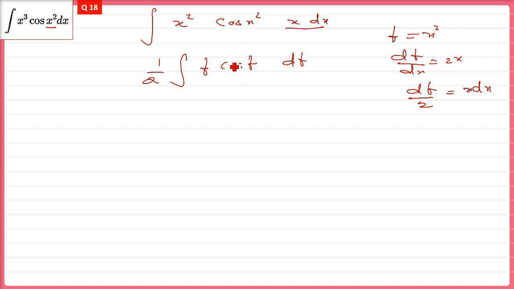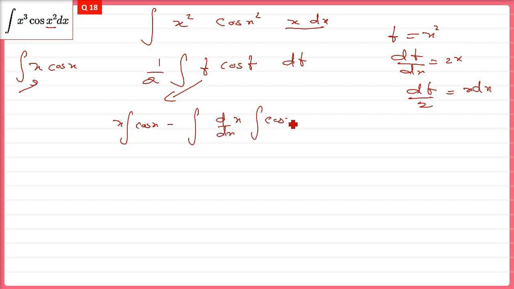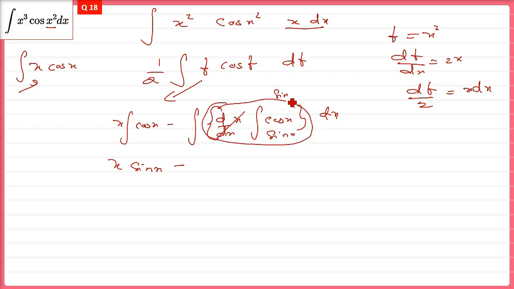Now t cos t is quite easy to integrate because x cos x and x sin x integration we have already done. So x cos x can be integrated easily. x as the first function, cos x as the second function, minus d by dx of the first function which is x, integration of cos x and this dx. x, integration of cos x is sin x, d by dx of x is 1, integration of cos x is sin x, and integration of sin x is what? Minus cos x. This whole will come as x sin x, then this has to be integrated again. So minus minus become plus cos x.